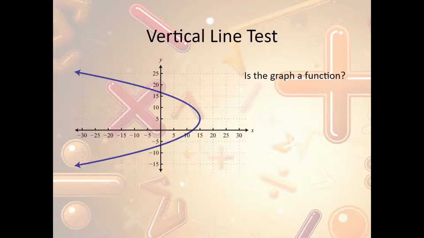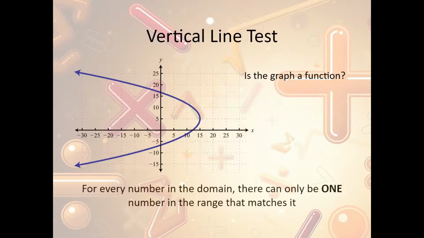How can we tell if something's a function by a graph? Well, we use what we call the vertical line test. So again, for every x, there can be only one y. So if I pick an x like 5 here, I can see that when x is 5, y can be this number here, whatever that is, maybe 14 or so. And y can be here, which is -4. So in this case, this would not be a function because there's 2 numbers.